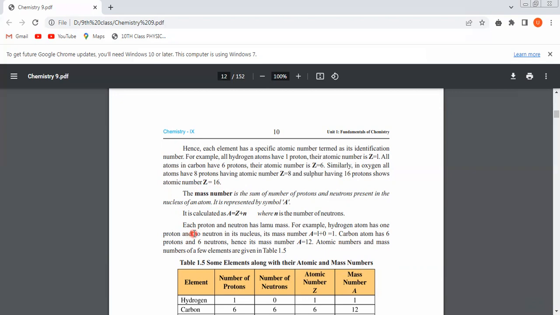For example, a hydrogen atom has one proton and no neutron in its nucleus. Its mass number A is equal to 1 plus 0, equal to 1. A carbon atom has 6 protons and 6 neutrons, so its mass number is 12. The atomic number and mass number of a few elements are given in the table.